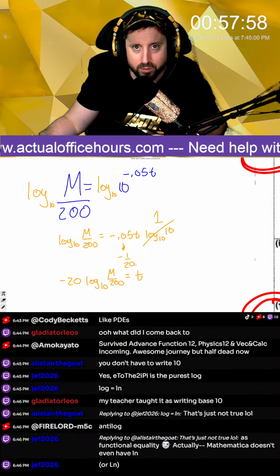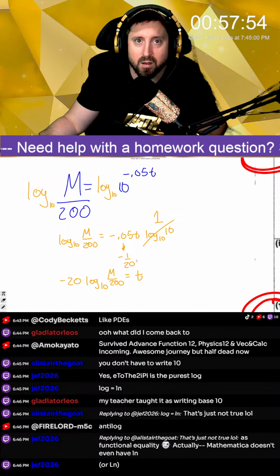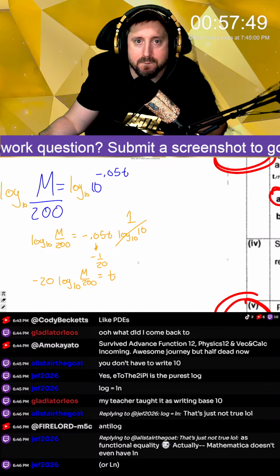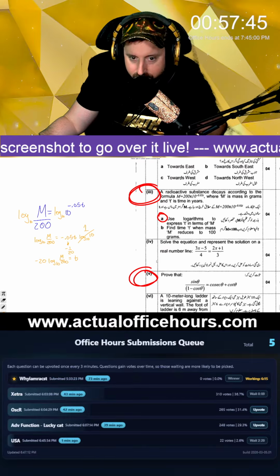Yeah, anti-log's the other one. Yeah, a log 10, I've seen that one as well. Yeah, Mathematica doesn't even have ln. Yeah, they just say log is. Okay, cool.